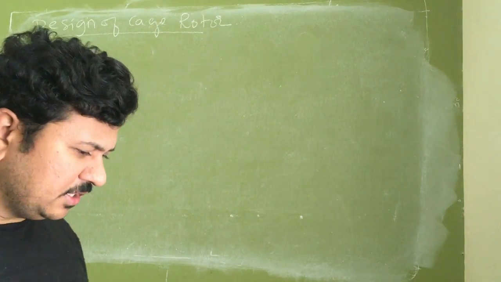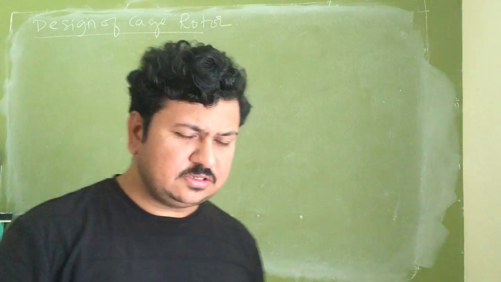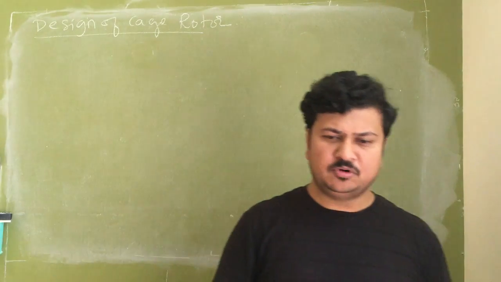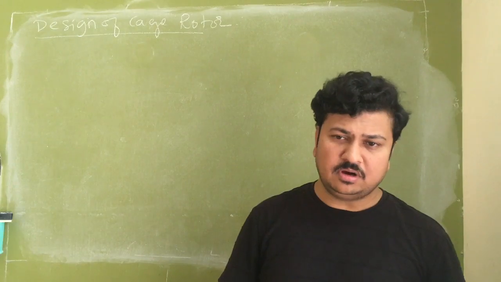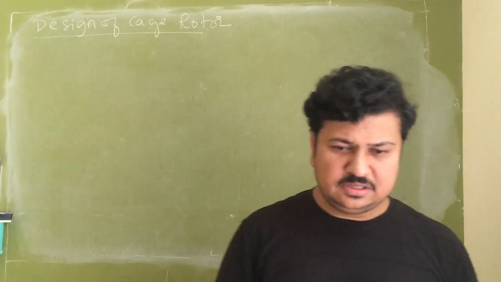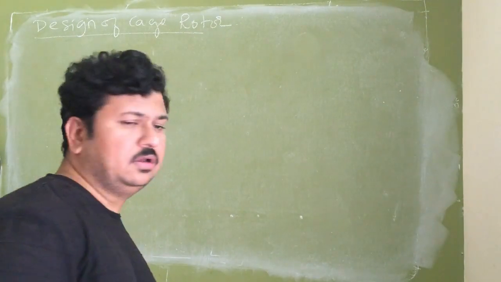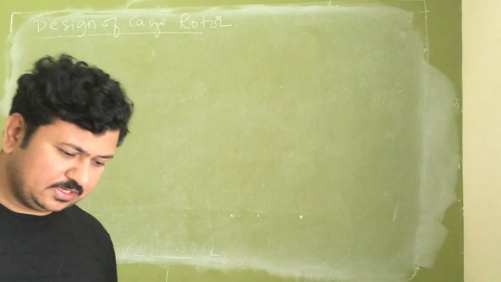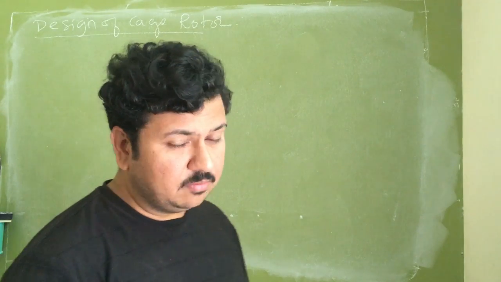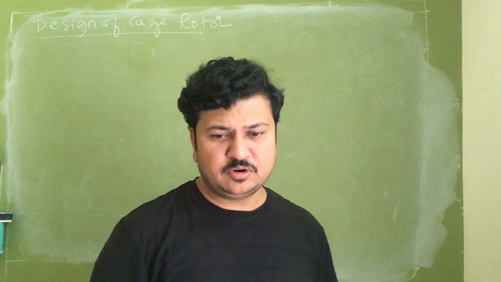But in induction motor there is a slightly complex behavior of the motor, especially the squirrel cage motor, and we should see what exactly the torque and speed characteristics are, what is the shape of the torque and speed characteristics, what is the complete torque speed characteristics of the motor.